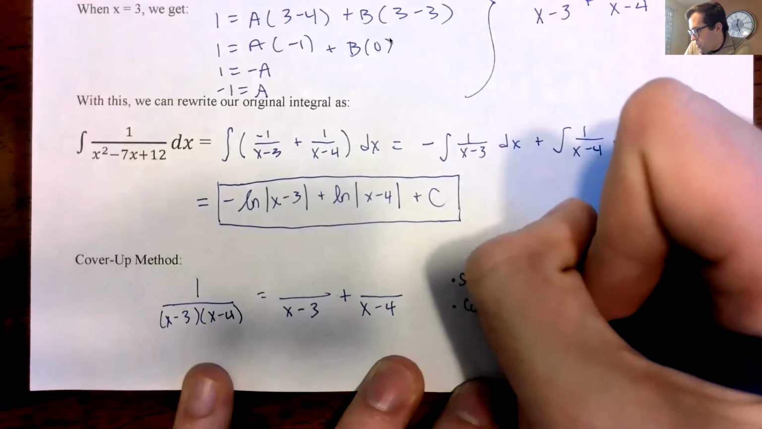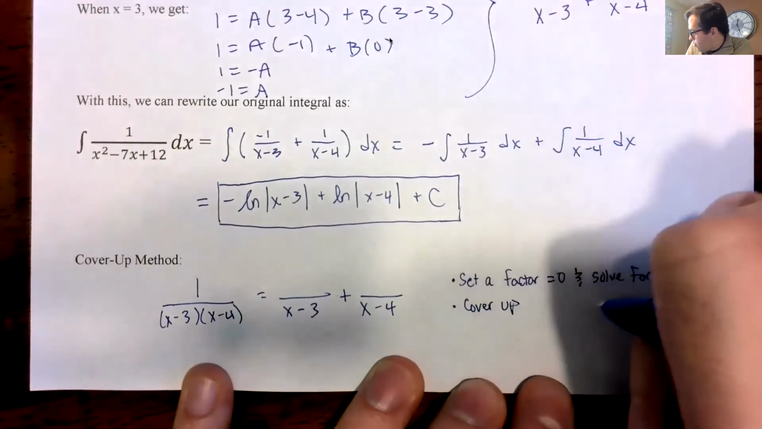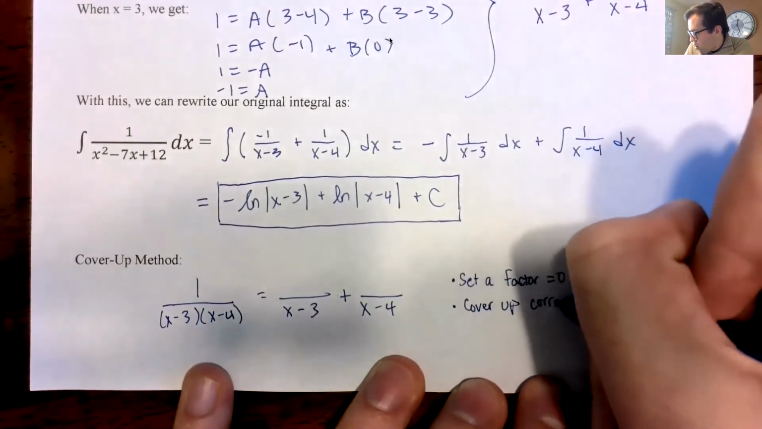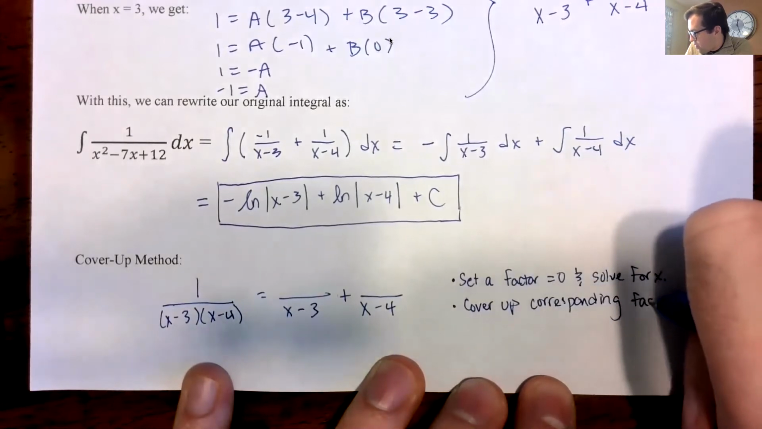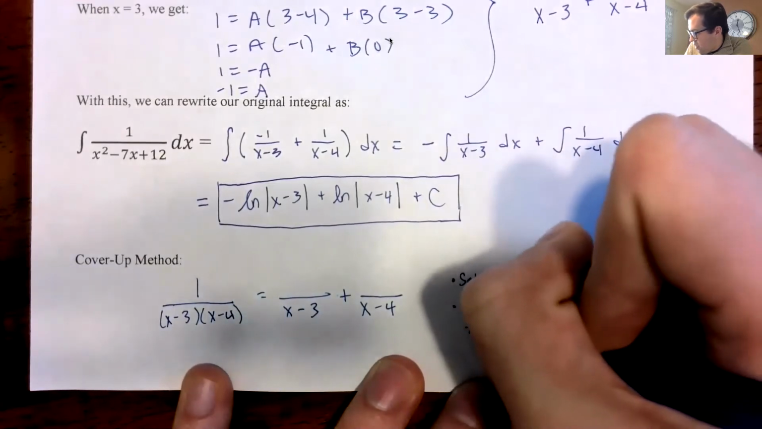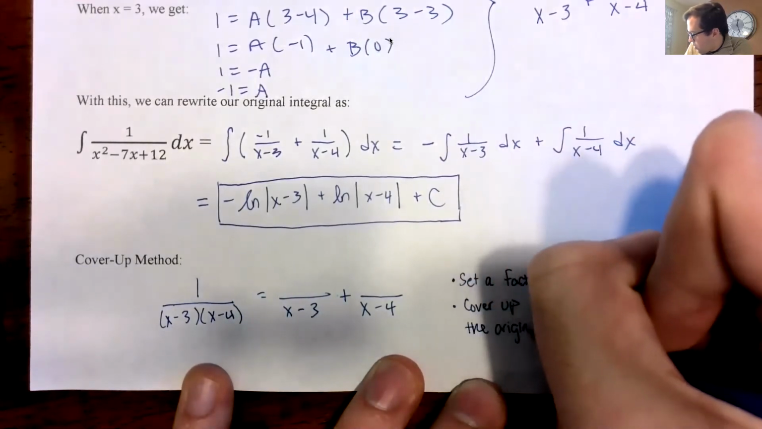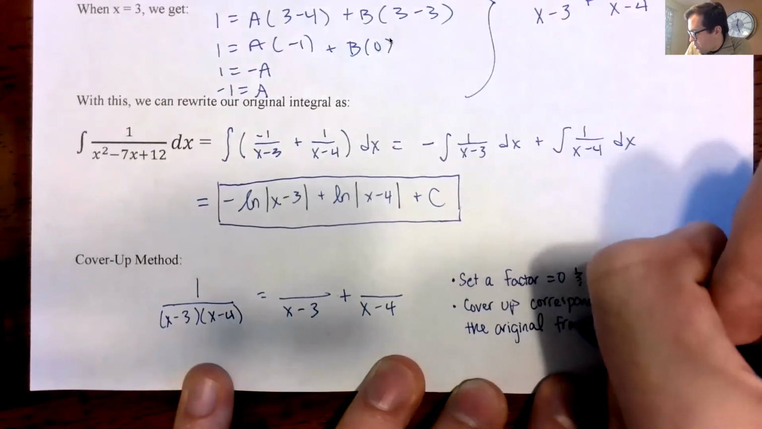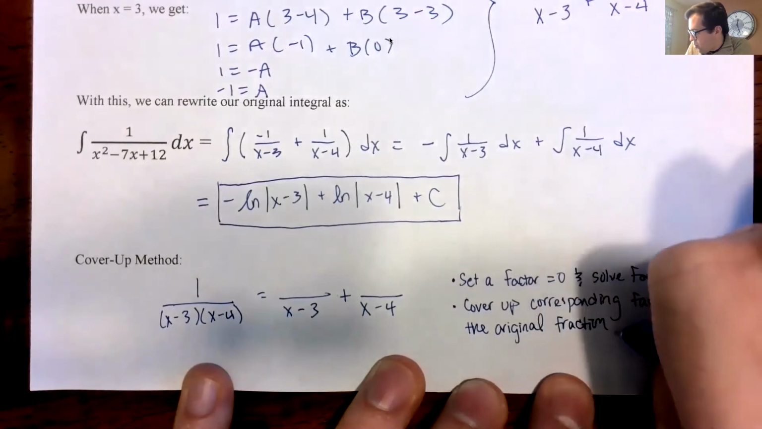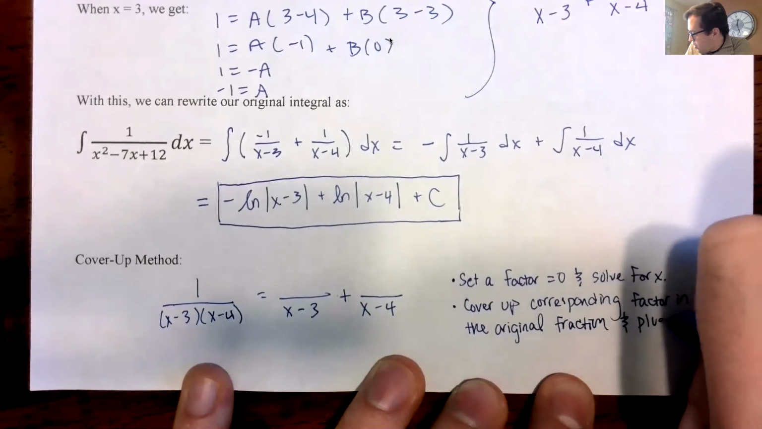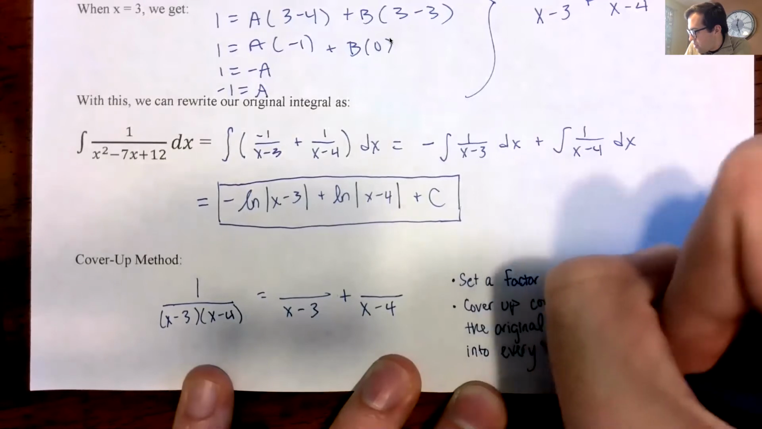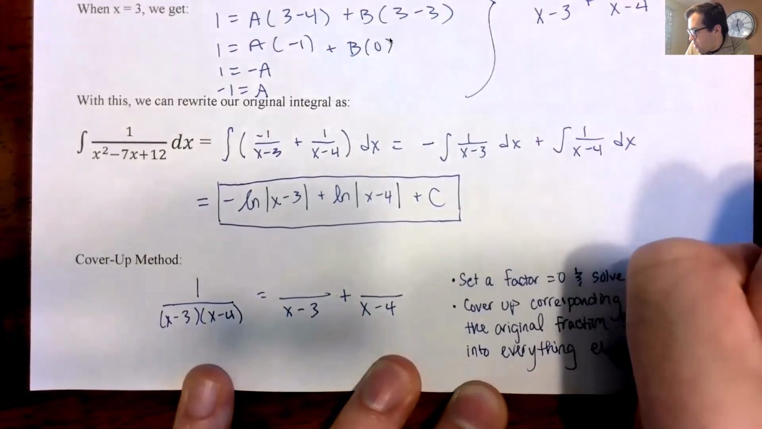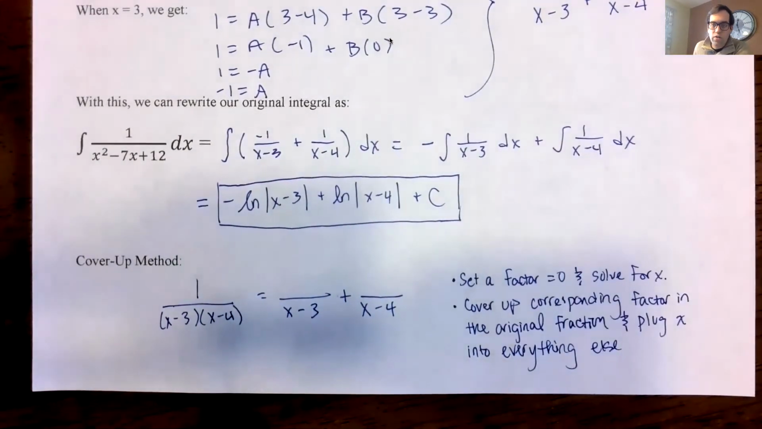And then we cover up the corresponding factor in the original fraction and plug x in to everything else. And that's going to give us our new numerator for that term.